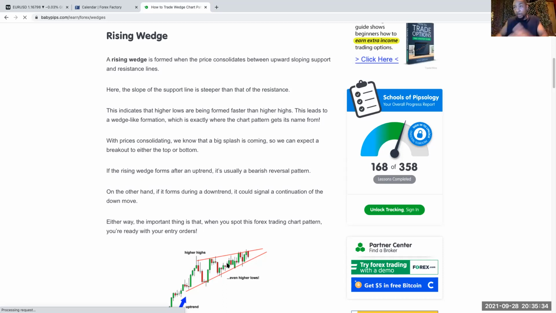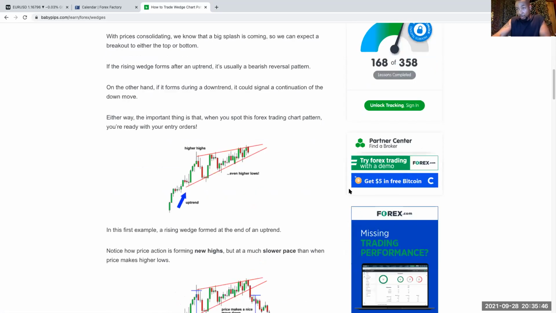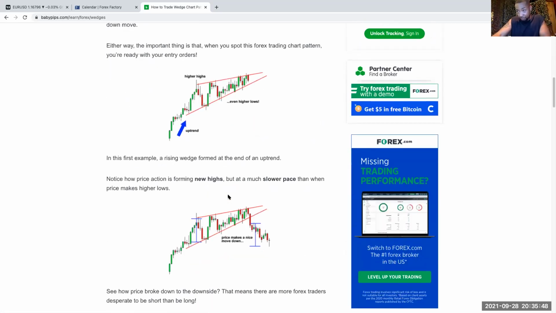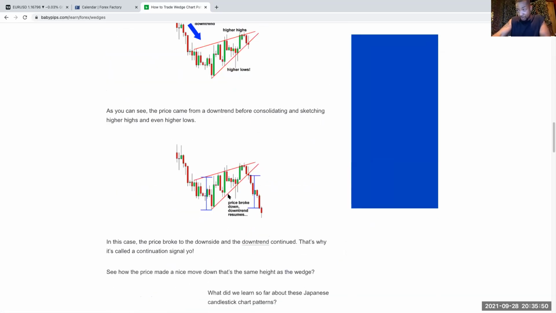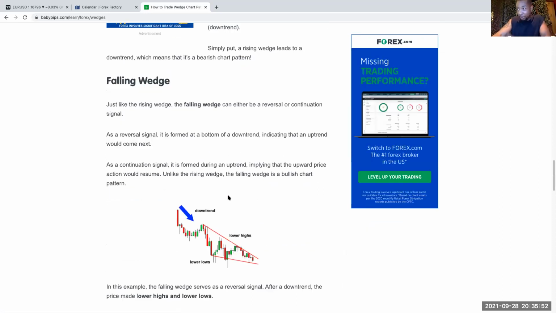He did a great job explaining all that. It's the same thing, so it's nothing different from that. It's just called something different. Right? Like I said, on the other hand, it forms during a downtrend, the signal continuation of the down move. So the same thing. Like I said, just opposite. So that's the rising wedge and the falling wedge, which has already been utilized.